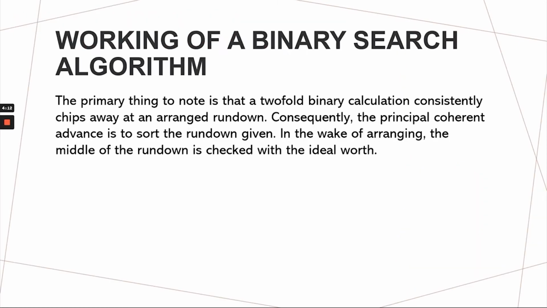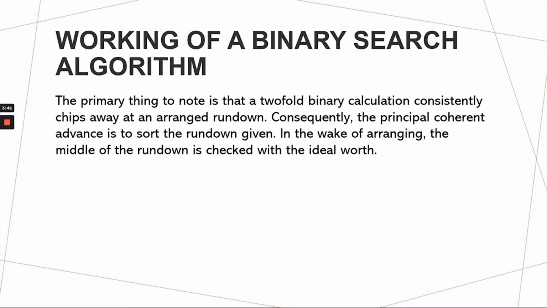Next, the working of the binary search algorithm. The first thing to note is that a binary search algorithm always works on a sorted list. Hence, the first logical step is to sort the list provided. After sorting, the median of the list is checked against the desired value. If the desired value is equal to the central index value, then the index is returned as the answer.